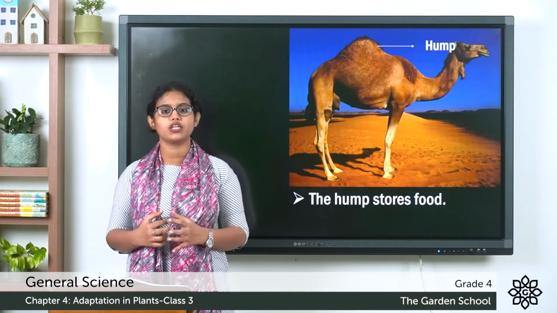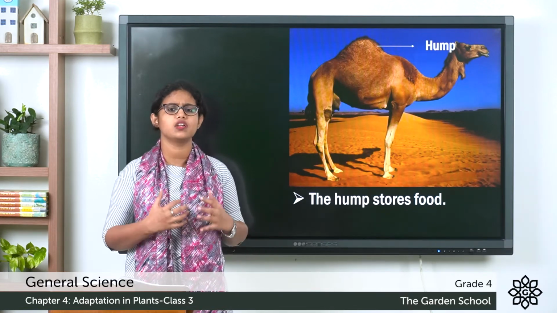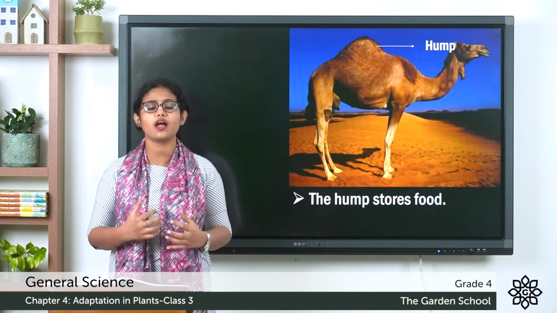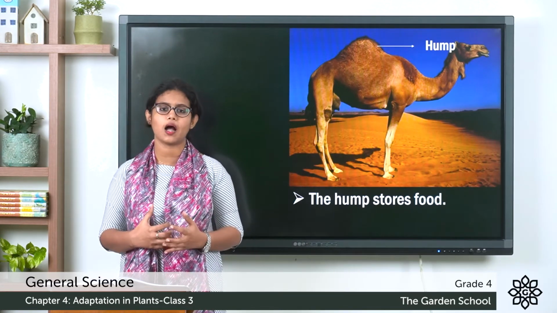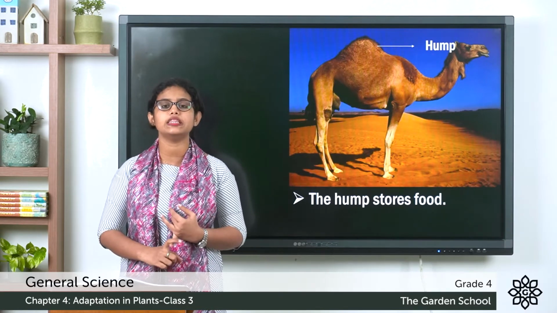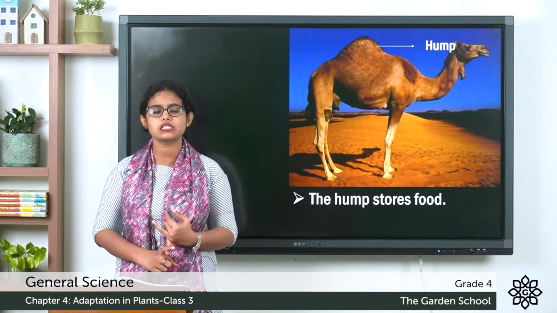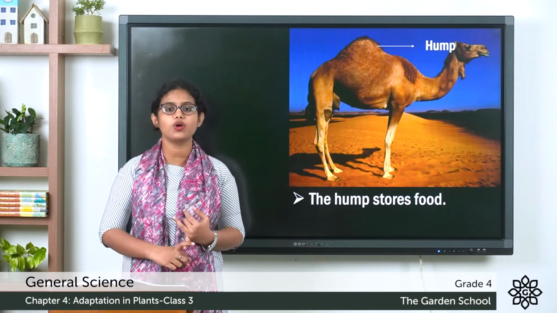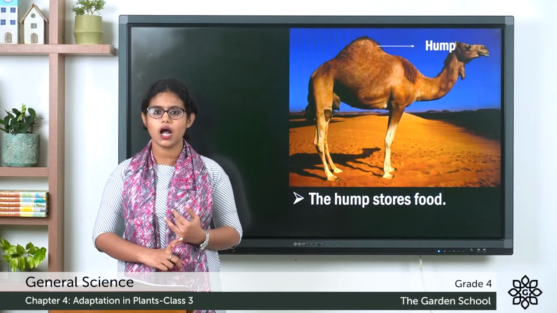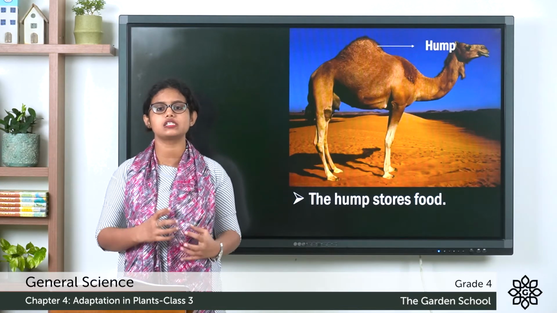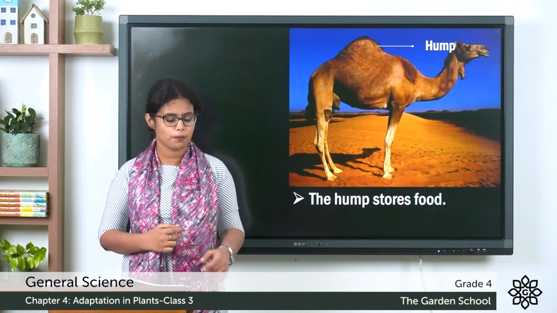And the next body feature you can see is the hump. The fleshy structure on the back of the camel, that is the hump. So what do they store in their hump? They store food in their hump. They do not store water in their hump. The excess amount of food is stored as fat in their hump.